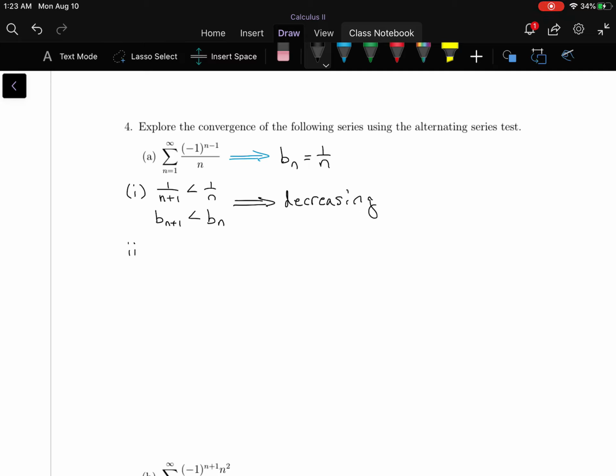We also want to check the limit behavior of b_n. That limit is 0, which is the second thing that we need to satisfy. Since we have both of these, that means that the series converges. And that's the beauty of the alternating series test. It's pretty easy once you demonstrate that the criteria are satisfied.